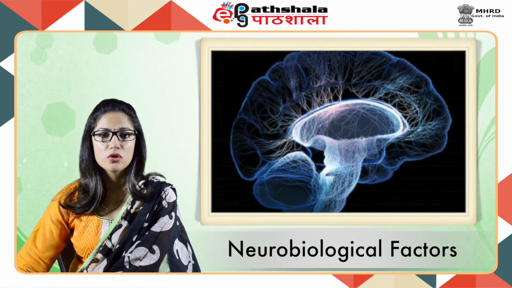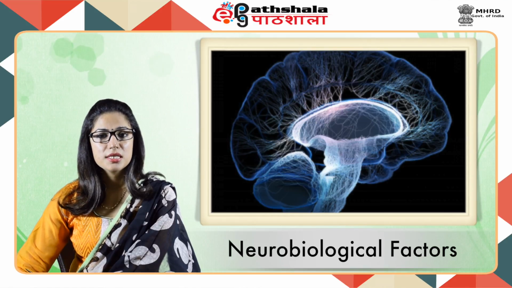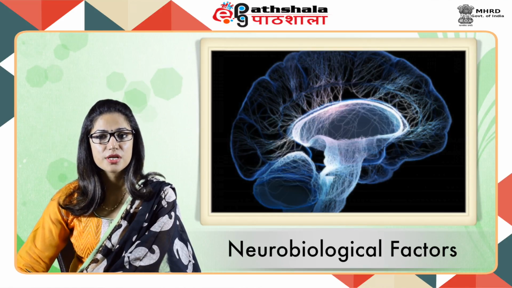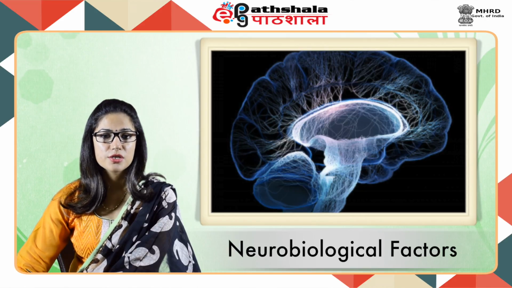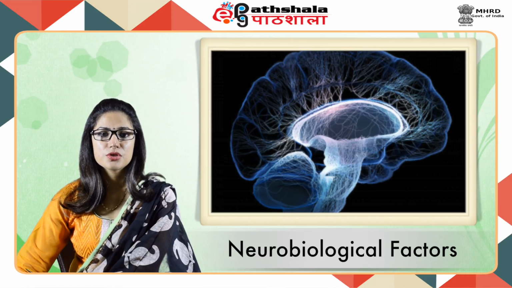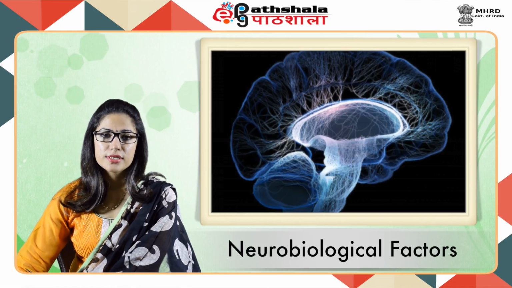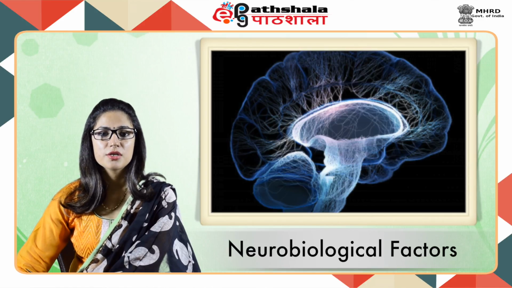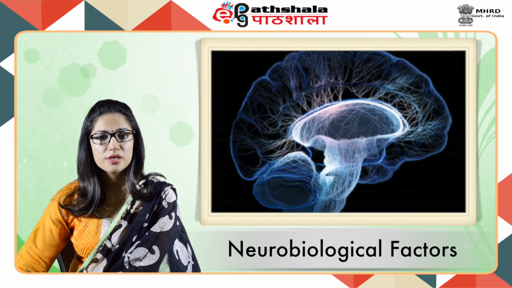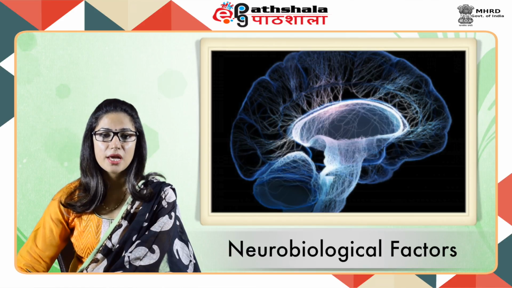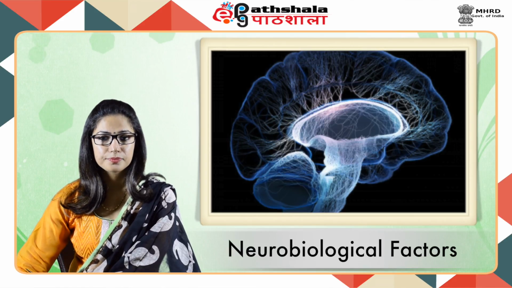Next, we have neurobiological factors. Studies have suggested that brain structure and function differ in children with and without ADHD, particularly in areas of the brain linked to the neurotransmitter dopamine. For example, studies of brain structure have found that dopaminergic areas of the brain, such as the caudate nucleus and frontal lobes, are smaller in children with ADHD than those without ADHD.